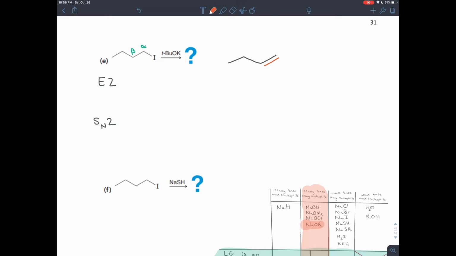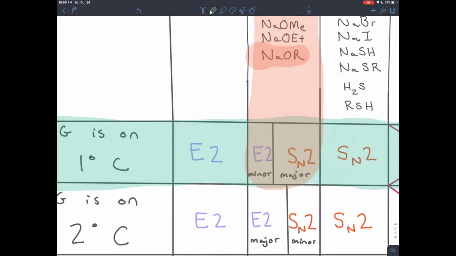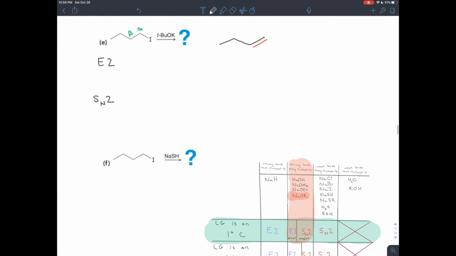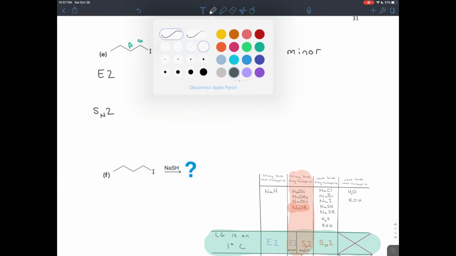So that's our E2 product, and the one other thing to note is that in this mechanism the E2 product is the minor product, and the Sn2 product is the major product. And we talked about the reasons for that in a previous video. So this is going to be our minor product. Okay, let's think about the Sn2 product.